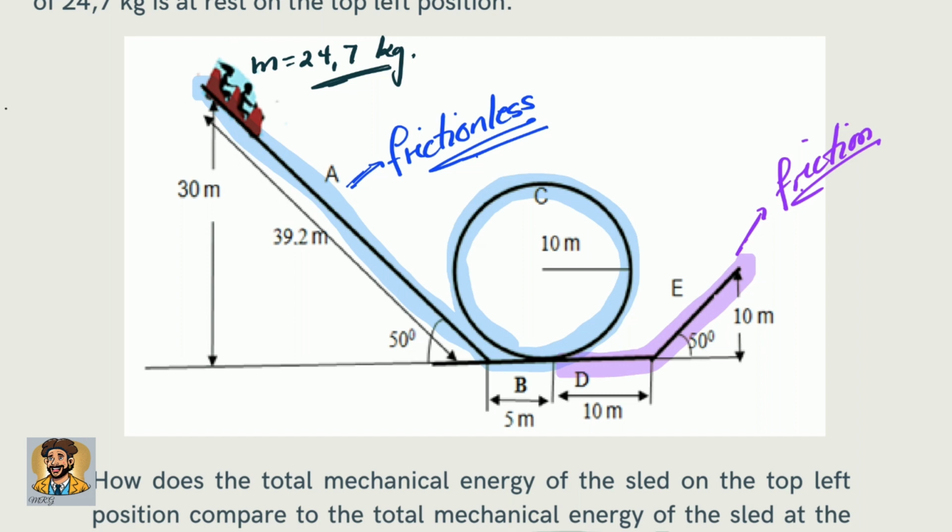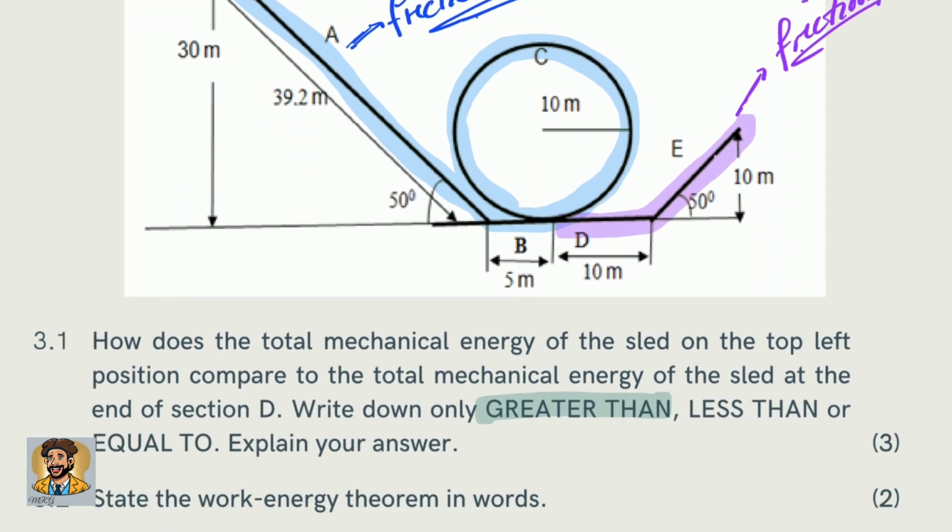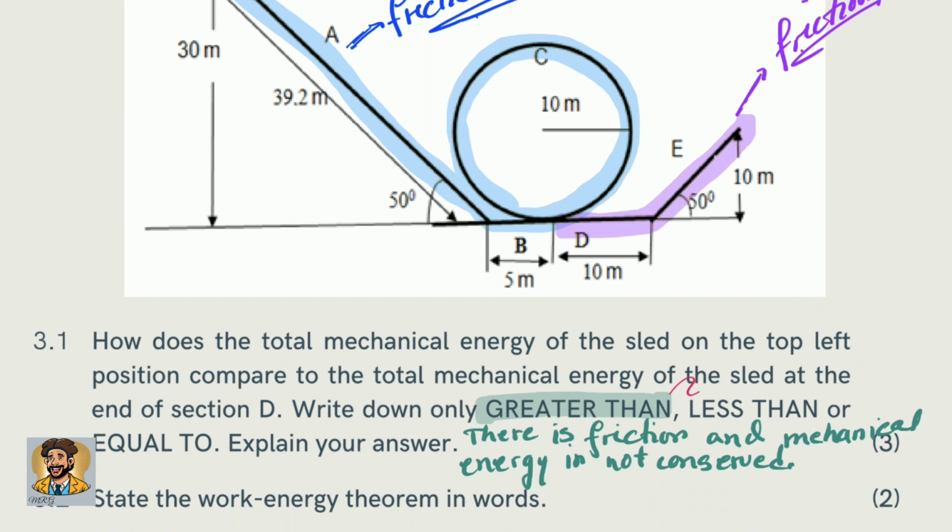Well, because there is friction and therefore mechanical energy is not conserved. That is the answer. You will get 1 mark for saying greater than, 1 for saying that there is friction, and 1 for saying therefore mechanical energy is not conserved. You can mark yourself as you answer this question.